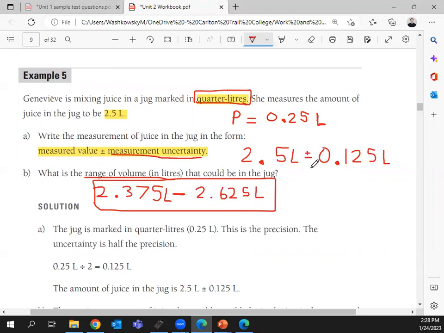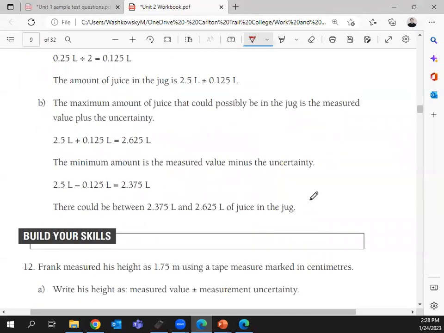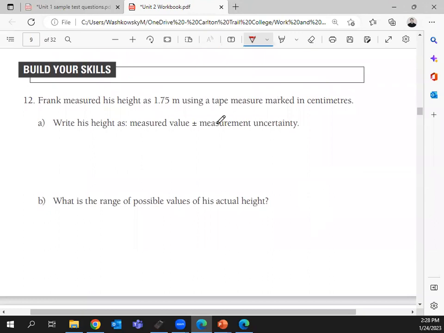So let's try one out together here. So if you're going to head on down to page 85 on the bottom of it, we have a different example here. So first off, what do we know about this question? I know he's measuring height in 1.75 meters, and his tape measure is marked in centimeters. So first off, let's figure out my measured value. What's my measured value?